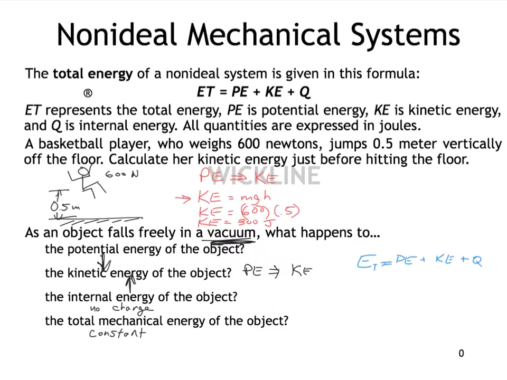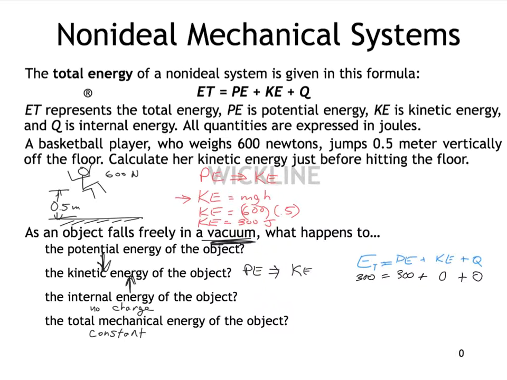So just to highlight that point, I'm going to toss in some numbers here. Let's say that she has her original 300 joules of potential energy. And originally at the top of her flight, she would have had 0 joules of kinetic energy, and her internal energy would also be 0. So that means that the total energy is 300.